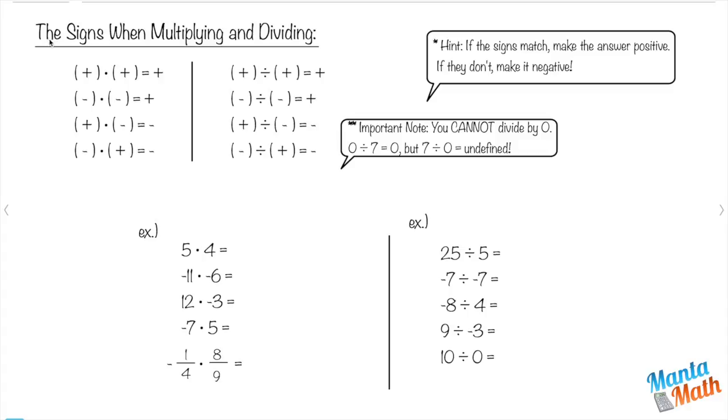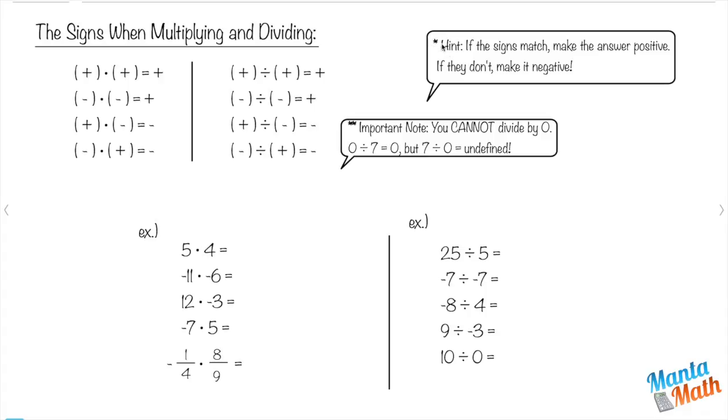Let's go. Okay, so let's discuss the signs when multiplying and dividing. If you're multiplying a positive number by a positive number, your answer will be positive. If you're multiplying a negative number by a negative number, your answer will also be positive. If you're multiplying a positive by a negative, it will give you a negative answer. And if you're multiplying a negative by a positive, it will give you a negative answer. The same goes for division. I just put them up here for visual reasons.